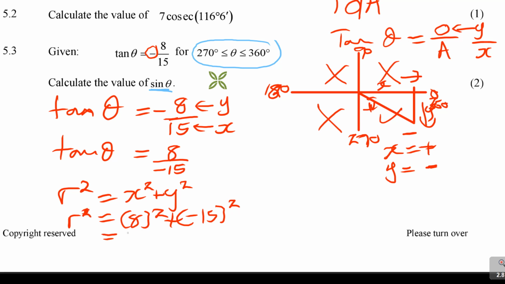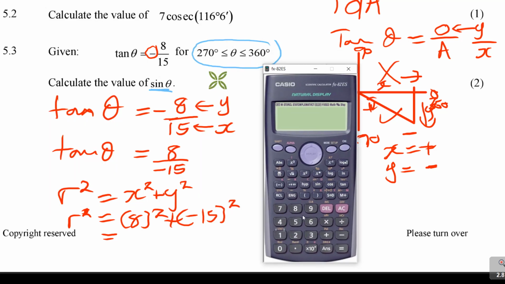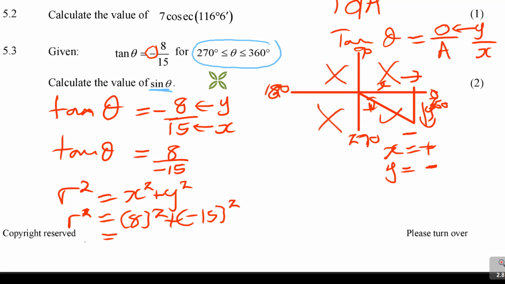Then from there, because already this is r, we're adding everything. So it will be bracket 8 squared plus bracket negative 15 squared. And then it gives me 289. But don't forget, I'm going to square root. So the square root of 289 is 17. It was r squared is equal to 289. Then I'm going to square root here, I'm going to square root here. Therefore, r is equal to 17.